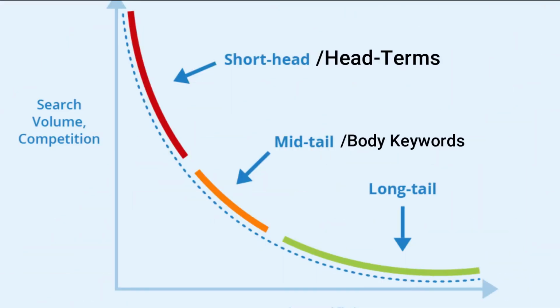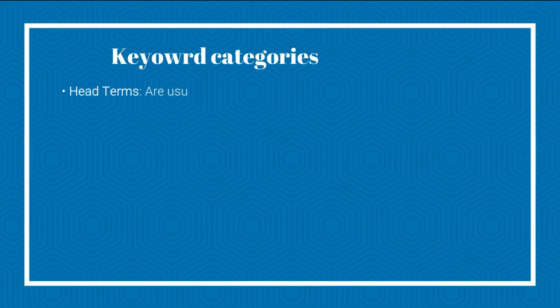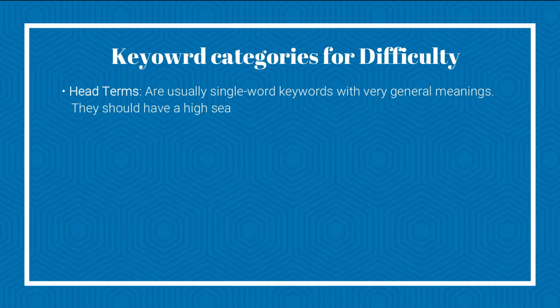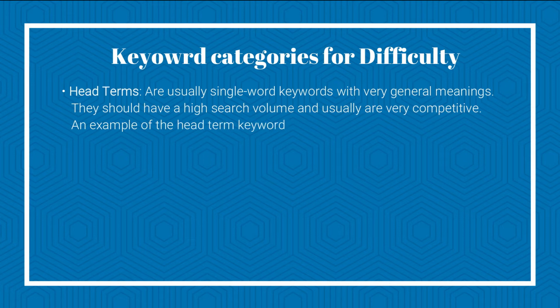And if you don't use a keyword research tool, a lot of SEOs use this. As a rule of thumb, there are three main categories to decide keyword difficulty. Head terms are usually single word keywords with very general meanings. They should have a high search volume and usually are very competitive. An example of head term keyword is marketing.